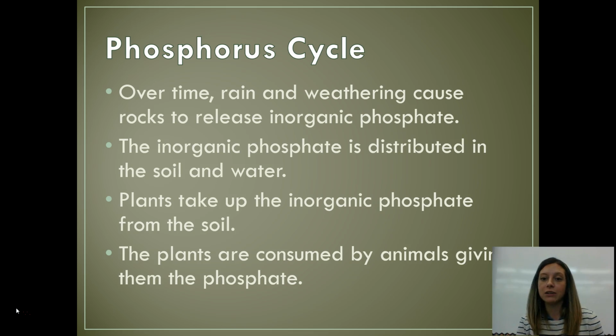Over time, rain and weathering cause the phosphorus trapped in rocks to be released into inorganic material, so inorganic phosphate, non-living things. The inorganic phosphate is going to be distributed into the soil and the water, which is where plants are going to take it up through their roots, right? So plants take up inorganic phosphate from the soil, and now it's entered the organic portion of the cycle, living things. So the plants are either going to use it, or they're going to be consumed by animals, or animals are going to consume the animals that eat the plants that have the phosphate.